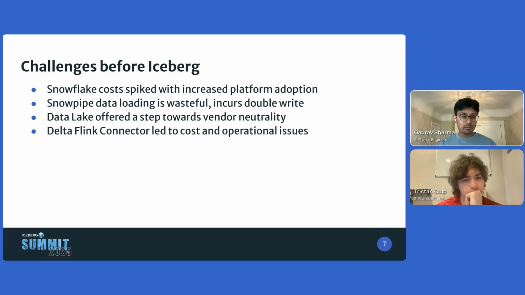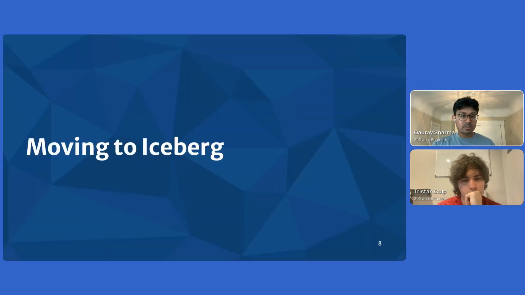And we used the Delta Flink connector out of the box. We did run into some issues with the Delta Flink connector, which led to some cost and operational issues. It wasn't a completely smooth process for us, and our jobs were a bit unstable. And we sometimes had to over provision resources such as CPU and memory. So these were the issues we were running into with our Snowflake architecture and also our experimental Delta architecture. That brings us to the world of Iceberg, right?